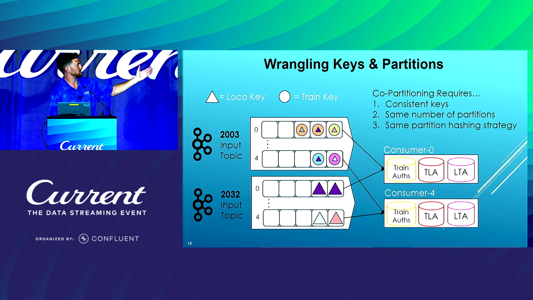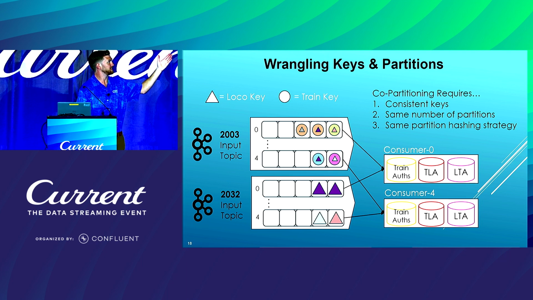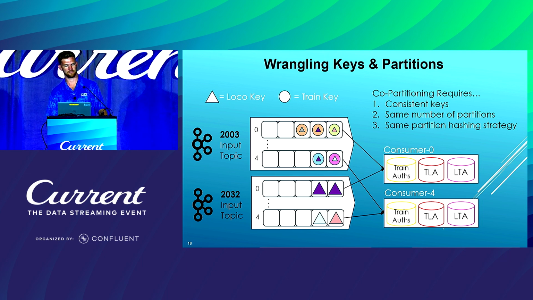So to exemplify that here, we've got loco IDs and train keys. In the 2003 input topic, we've got this green train key on the circle on the top, and it's being consumed on partition 0. It's being consumed into consumer 0. Since the data is copartitioned, you can always be sure that your train auths and your TLA state for the green train ID will always be on that consumer, but there are no guarantees about loco keys that would be on that pod.